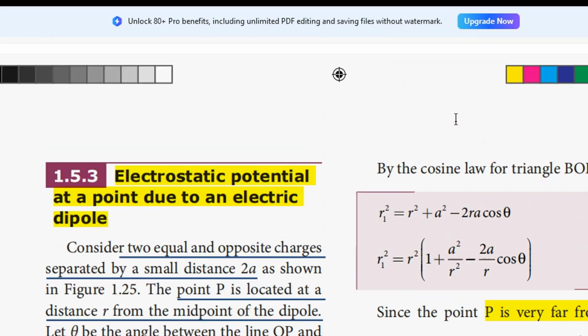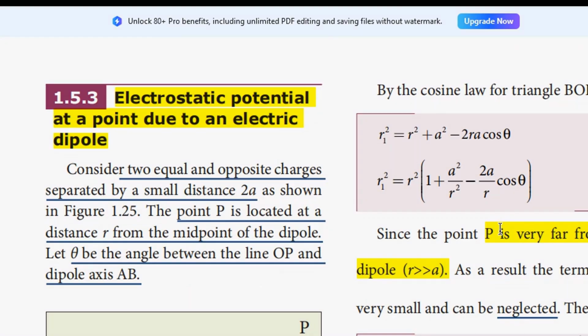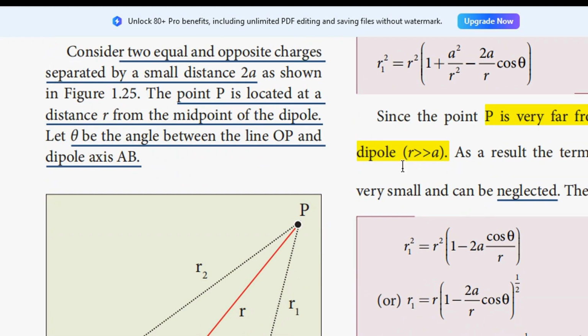like this. So by the cosine law for triangle BOP, we have R1 square equal to R square plus A square minus 2RA cos theta, and R1 square is given by R square into 1 plus A square by R square minus 2A by R cos theta. Since the point P is very far from the dipole, R is very much greater than A. As a result, the term A square by R square is very small and can be neglected. So we have R1 square equal to R square into 1 minus 2A cos theta by R, or R1 equal to R into 1 minus 2A by R cos theta power half.